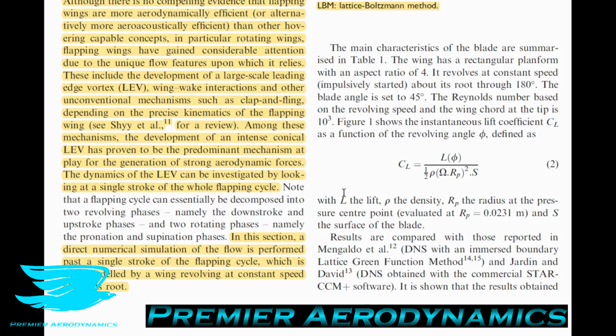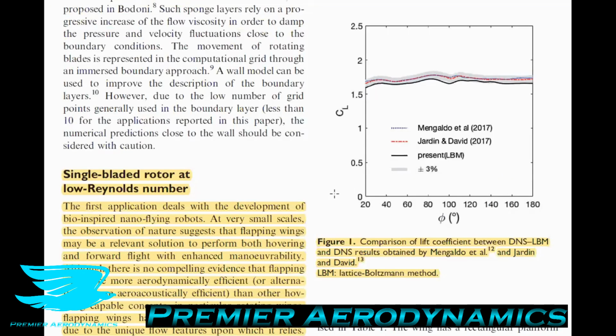In this section, a direct numerical simulation of the flow is performed past a single stroke of the flapping cycle, which is here modeled by a wing revolving at constant speed about its root. And then they have figure 1, which has the comparison of the lift coefficient between the Lattice Boltzmann approach and the DNS with Navier-Stokes. And they have two different DNS Navier-Stokes results, one from one group called Galdo and others, and Jardin and David.